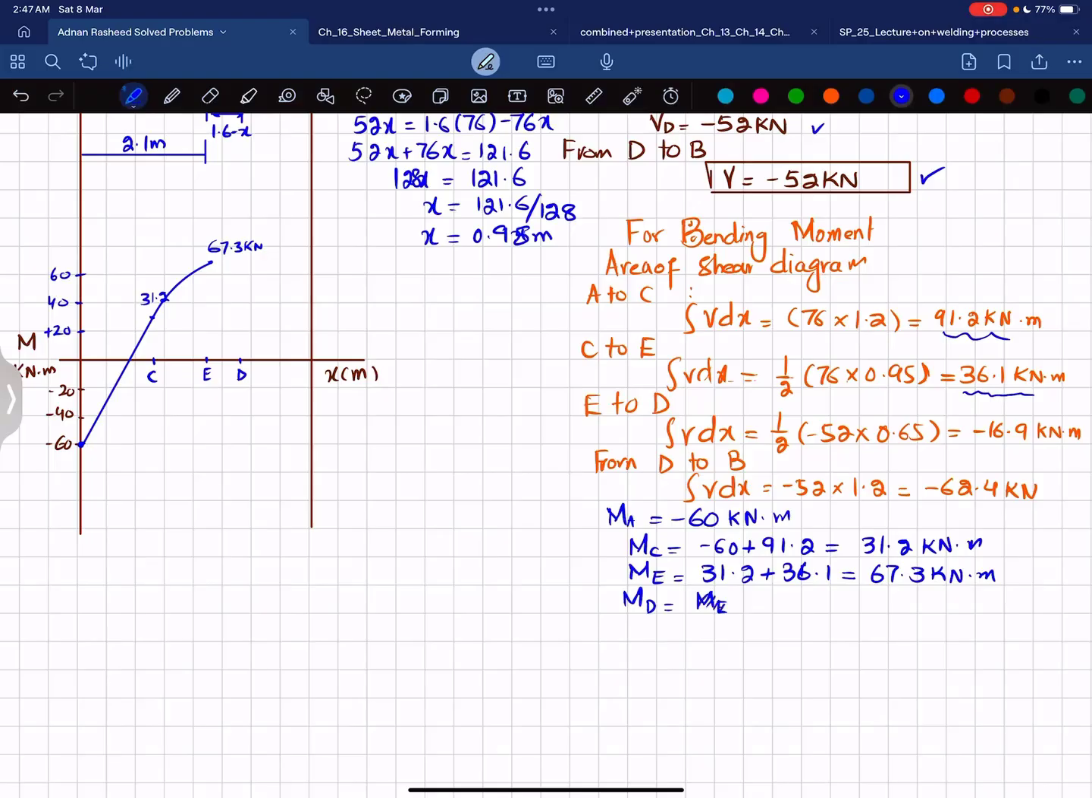I will cut it instead of that. I will write 67.3 plus area under the shear force diagram from E to D, which is minus 16.9 kilonewton, and that will give you 50.4 kilonewton meter. So at point D it is 50.4. So let's say 50.4 will be somewhere here at this point.